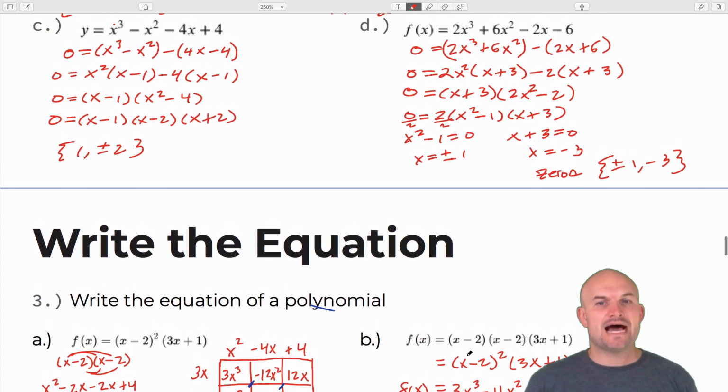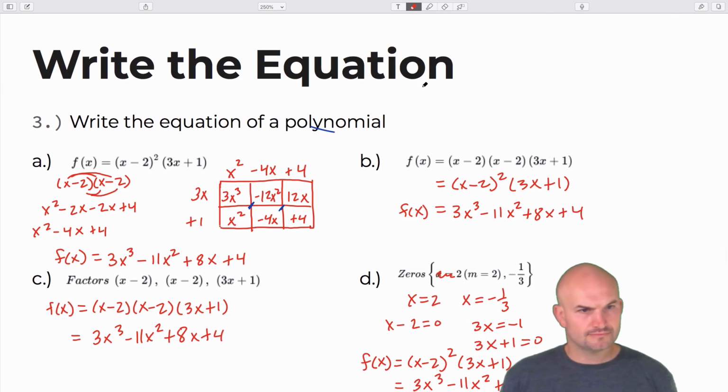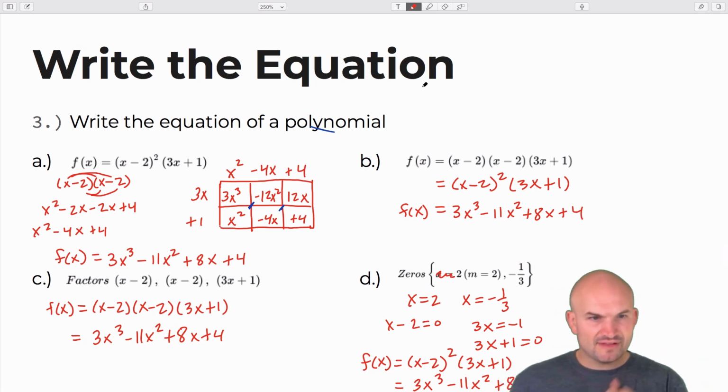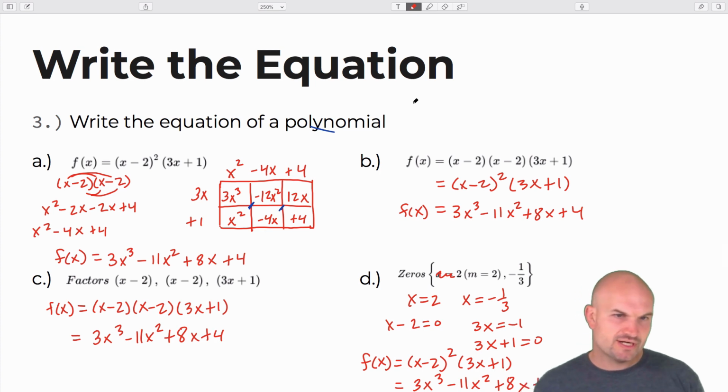basically like the exact opposite. If we're given the zeros, to work backwards to write the polynomial, we have to take the zeros, find the factors, and then multiply them to get our polynomial. So to explain that point, I worked through some equations here, and I said, write the equation of the polynomial. These are all the exact same problems.